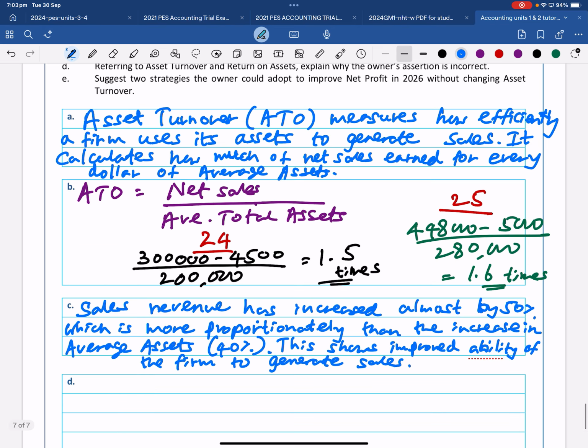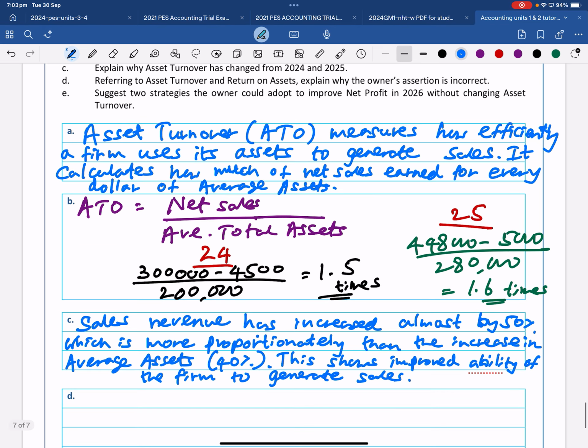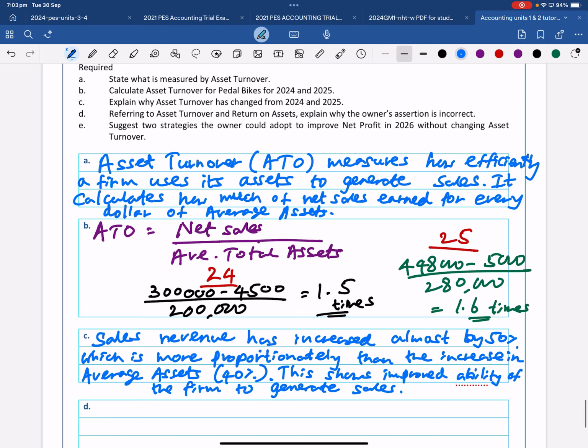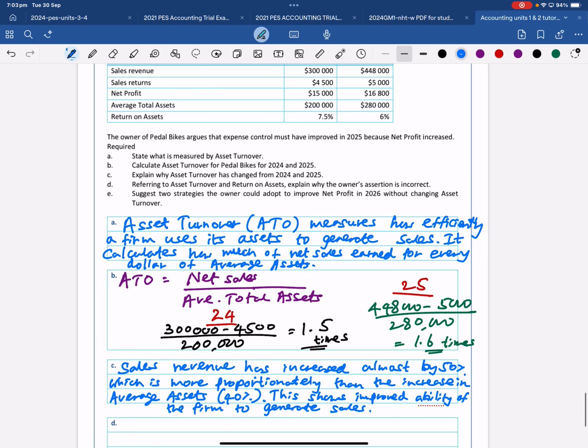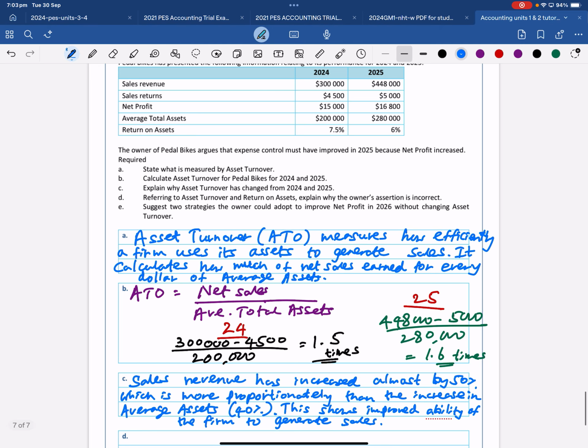Okay, guys, next one. Part D. What do you think about part D? Referring to ATO and ROA, explain why the owner's assertion is incorrect.